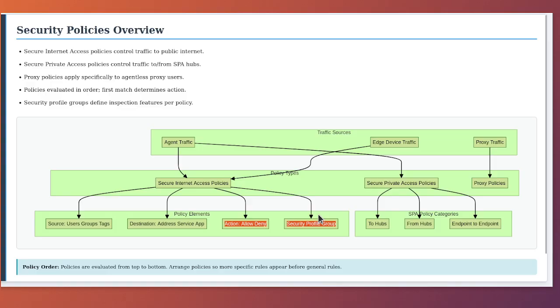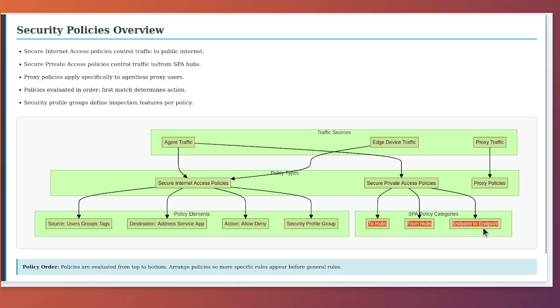Secure Private Access Policies control traffic to and from SPA hubs. These are divided into three categories. To hubs policies control traffic from endpoints destined for resources behind FortiGate hubs. From hubs policies control traffic initiated from hub networks toward endpoints. Endpoint-to-endpoint policies control direct communication between endpoints connected to the same security POP when endpoint-to-endpoint traffic is enabled.